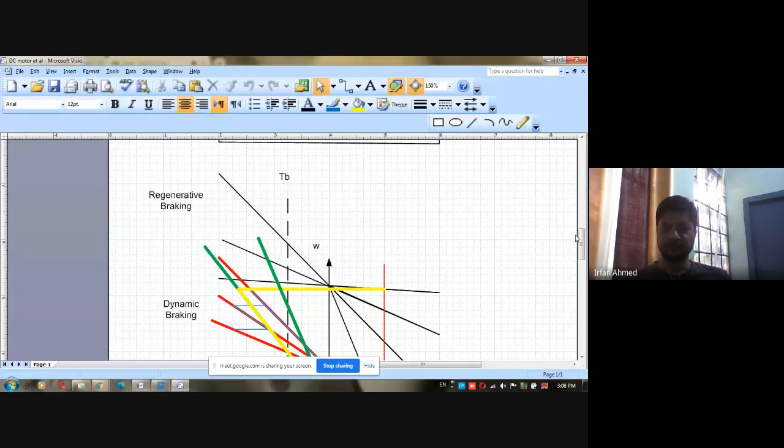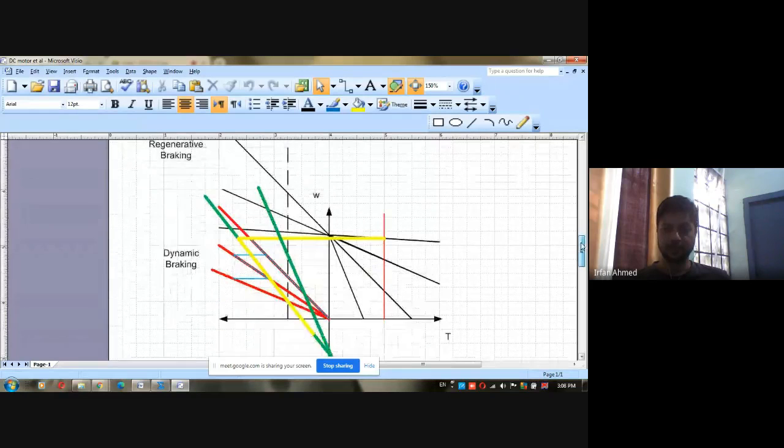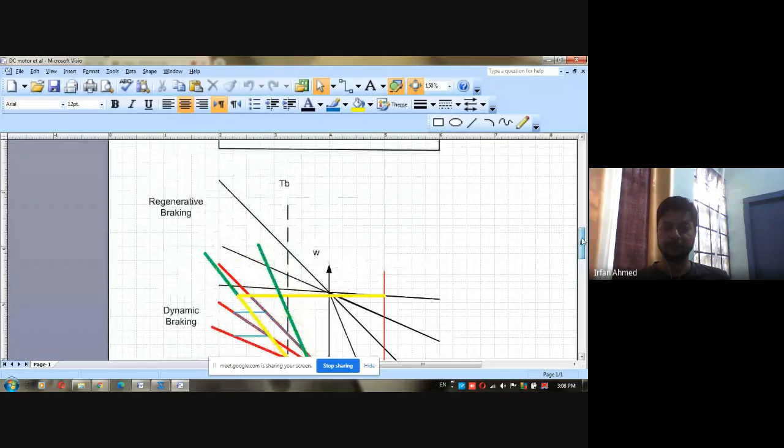So the operation shifted from the first quadrant to the second quadrant. Motor speed is still positive, but the torque is negative. So your motor power becomes negative. That means instead of absorbing power, the motor now starts delivering power back to the supply.